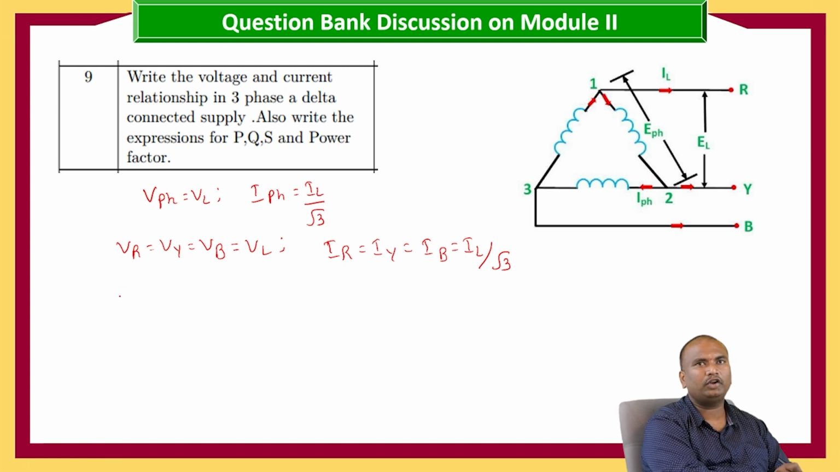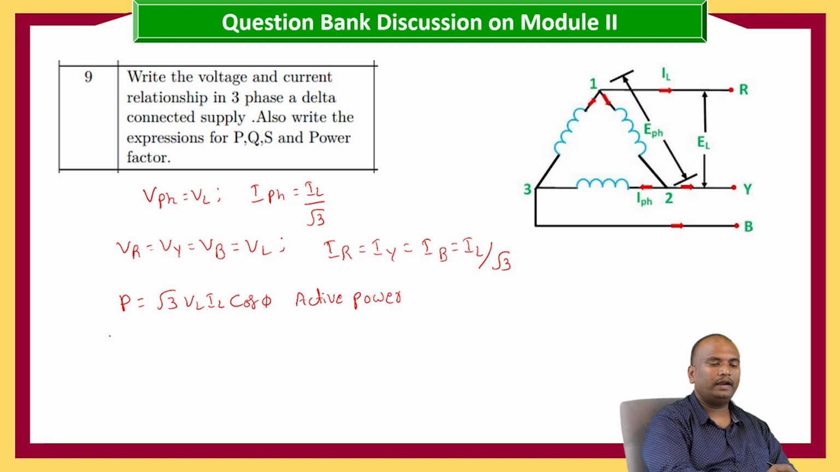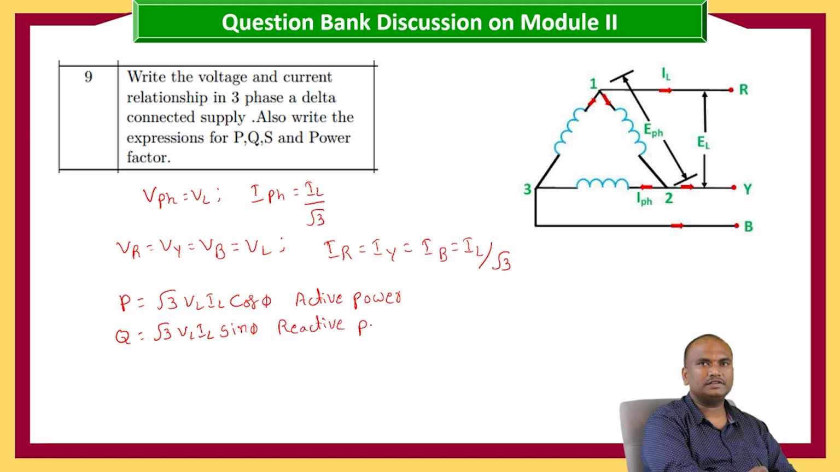And the power, active power P is equal to root 3 into VL IL into power factor, that is cos phi. This is called the active power, and this is the power which we are going to use in our AC supply or whatever the components which we are going to use. This will take the active power and will be utilized the complete active power. And Q is equal to root 3 VL IL sin phi. This is called reactive power. This is the power which we are going to have because of the reactive components.